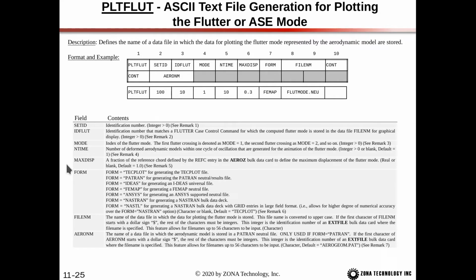Next, we have max DISP, or the maximum displacement. So the maximum displacement of any aerodynamic grid point on the model will be ref C times max DISP. Next, we have form, which is the format. So you can specify TechPlot, PadTran, IDEAS, FEMAP, ANSYS, NASTran, or NASTL. And then we have the file name, which is the name of the file, and then for the PadTran file format, we have the arrow name.